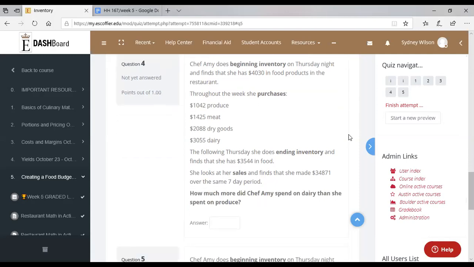So number 4, how much more did Chef Amy spend on dairy than on produce? Very, very simple. You're going to take your dairy amount, which in this case was $3,055, and you will subtract the amount she spent on produce, which was $1,042. It would be 2,013. Easy enough, right? And that is exactly what the answer would be.